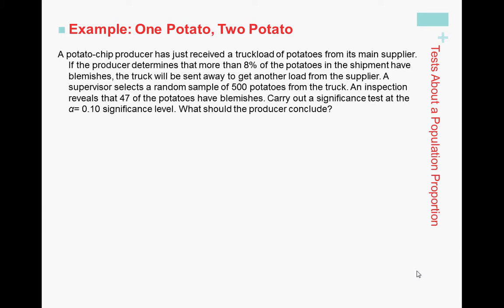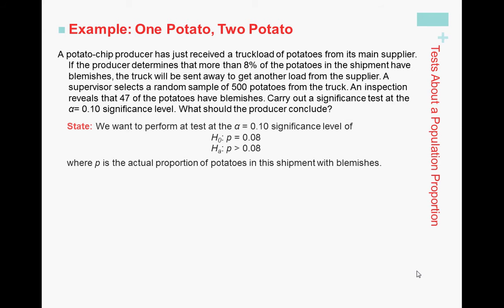So 4 steps, here we go. State: we want to perform a test at the alpha equals 0.10 significance level of the null hypothesis that p is equal to 0.08 with the alternative hypothesis that p is greater than 0.08, because the producer wants to determine if more than 8% of the potatoes have blemishes. So that's why we're choosing greater than. P is the actual proportion of potatoes in this shipment with blemishes. So do not forget to define your P in the context of the problem.